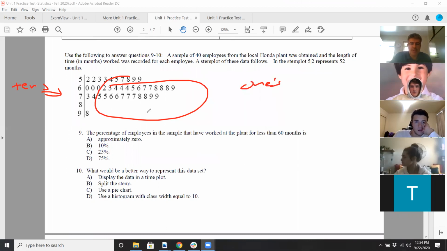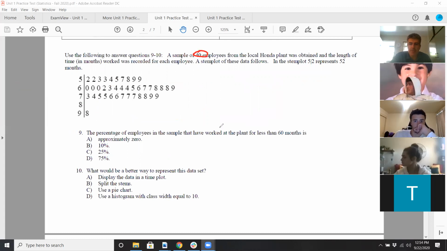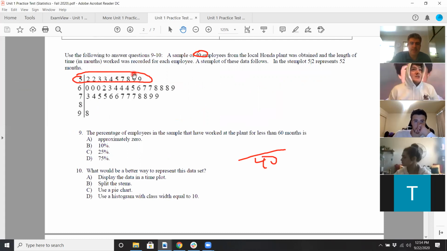So the first question is, what percentage of employees worked at the plant for less than 60 months? Well, first of all, I need to know how many data points I'm dealing with. 40 data points. And how many people are less than 60? So I got to focus on these people here. All you got to do is just count it. I'll take a little spotlight. 1, 2, 3, 4, 5, 6, 7, 8, 9, 10. That's kind of cool. I didn't know that it actually does that if you click on it. So there's 10 data points that are less than 60. So guess what? I do 10 out of 40, 0.25 or 25%.